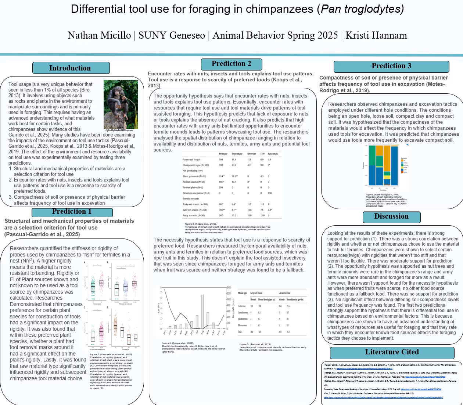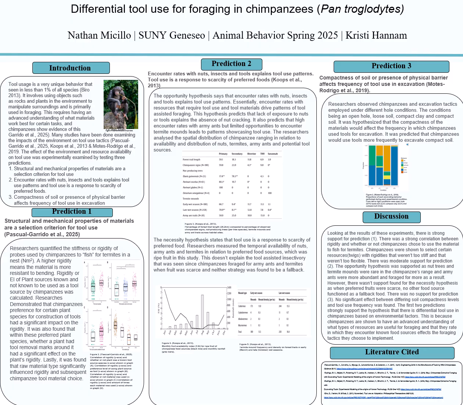The bottom left graph, they were looking at rigidity of tool source species available at the mound and whether they were used or not. There were far more that weren't used than used, and the majority of those that weren't used were higher rigidity than the ones that were used.